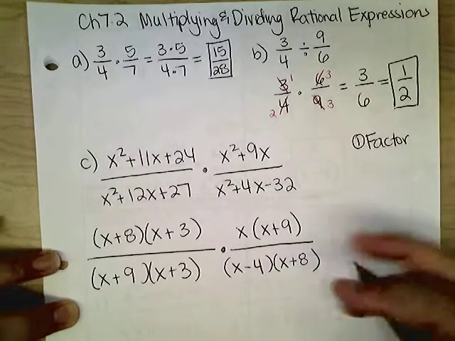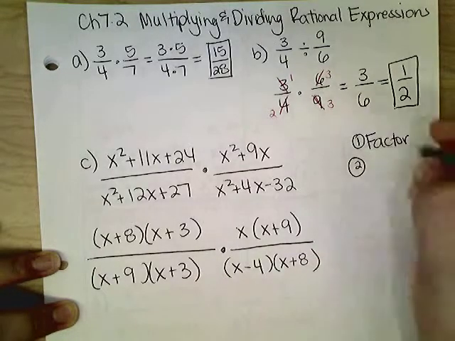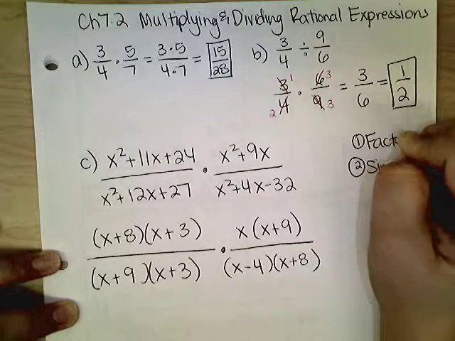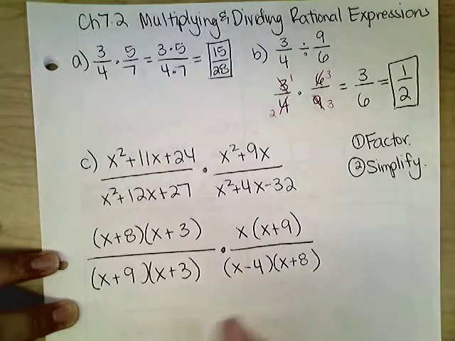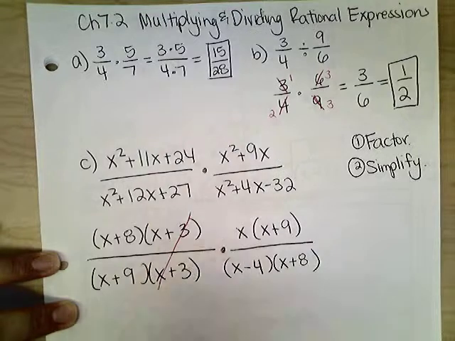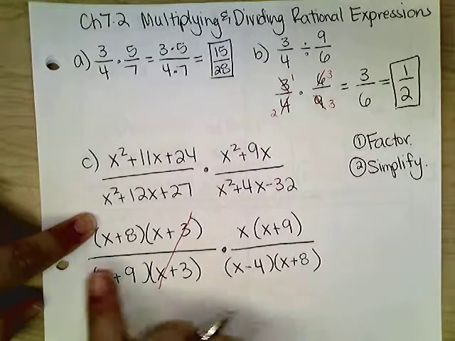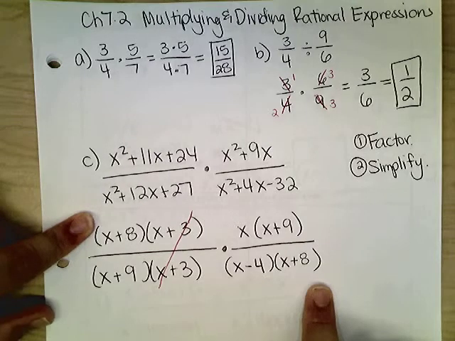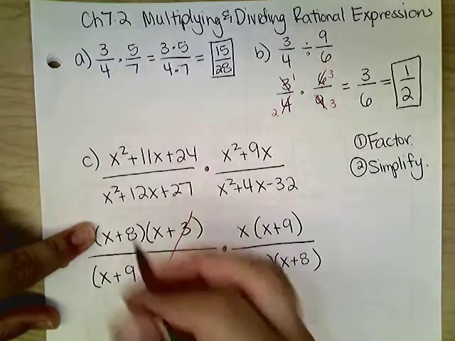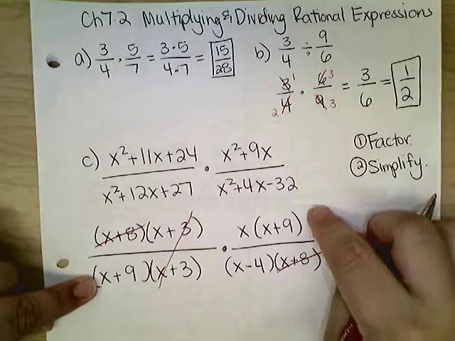Once we've factored everything completely, then we cross reduce, or basically it's just known as simplify. Right? Factor and simplify. So we can cancel within a single fraction, the x plus 3's, they're gone. Then we can also cross reduce, right? If it's in the numerator and also in the denominator, because we only are working with multiplication, we can cross reduce, so the x plus 8 and the x plus 8. And then we have our x plus 9 and our x plus 9.